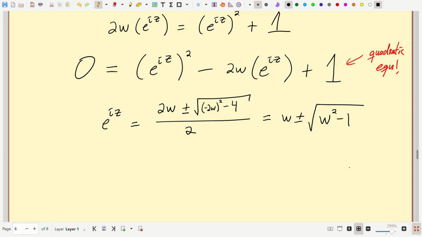And so iz, I'm not going to think about what branches I have here, would be a log of w plus or minus the square root of w squared minus 1. When I think about which square root, I'm not going to think about that right now. There are 2 square roots, and I'm going to put plus here. I'll make that a red plus sign. There are 2 complex square roots, so I don't know which one I would have to pick.